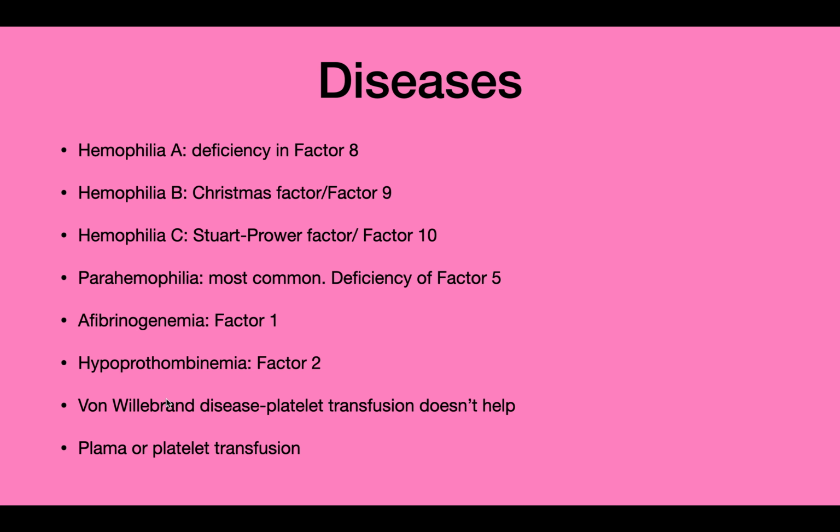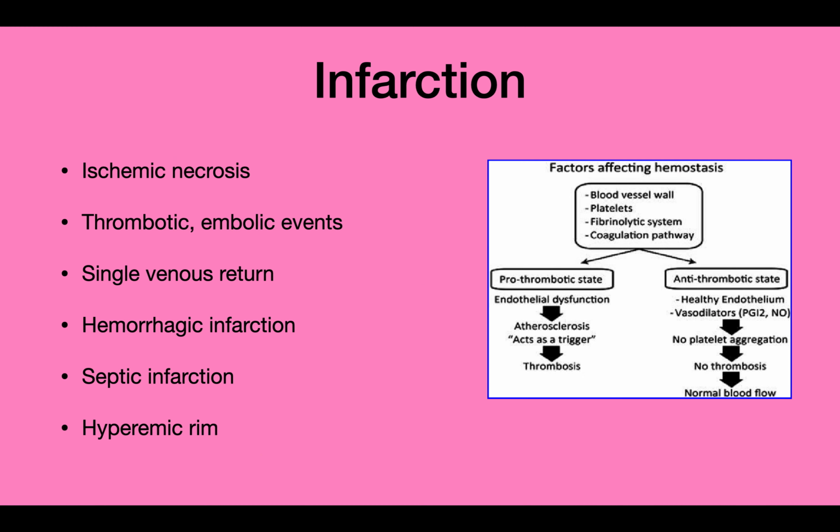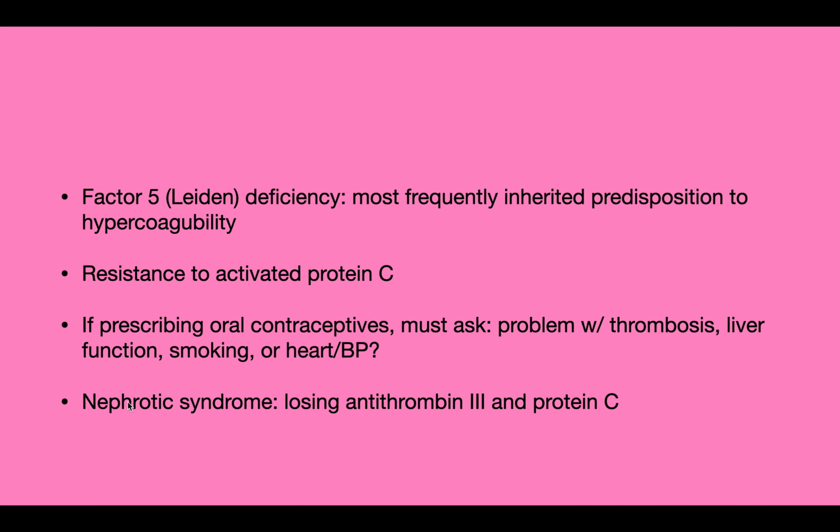All of these are going to be problems with bleeding. And, it's not the bleeding that's a problem. These are all problems with clotting. So there's too much bleeding. Oops, I think I missed something. Alrighty, here we go. Factor 5. Oh, Leiden's deficiency once again.